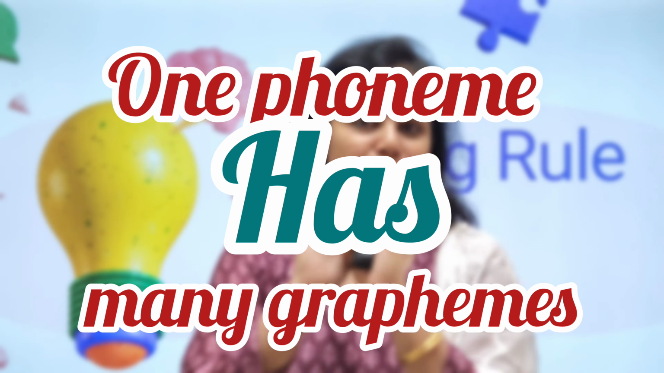See, k is a phoneme, but the ways in which you write k are known as graphemes. So here we have one phoneme, but we have 8 graphemes. So we need to understand and learn all those 8 rules.